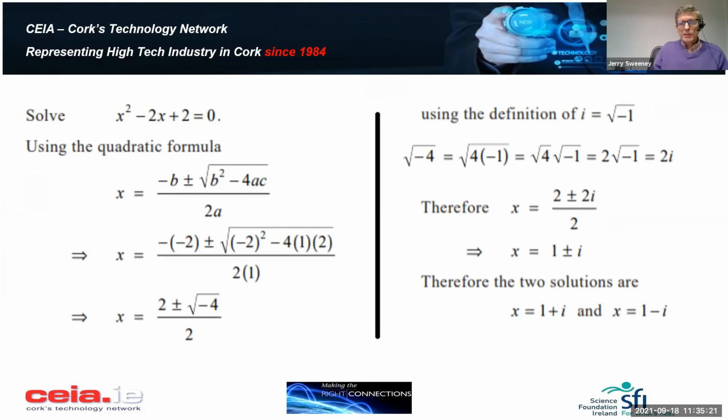Now, we're going back to our Junior Cert, and we're going to allow b squared minus 4ac, the discriminant, to be negative.